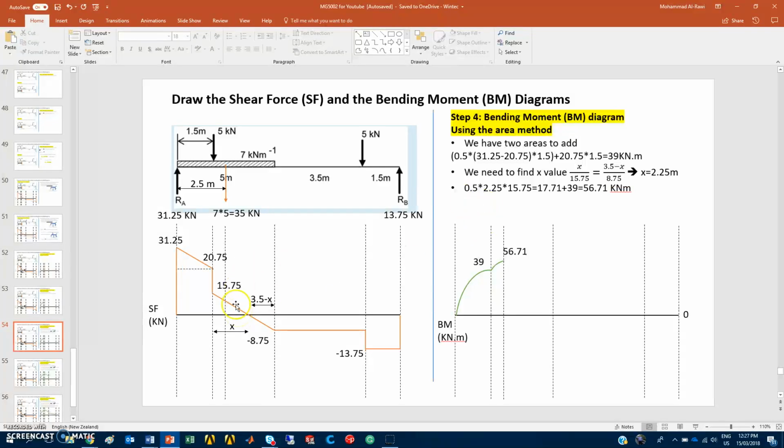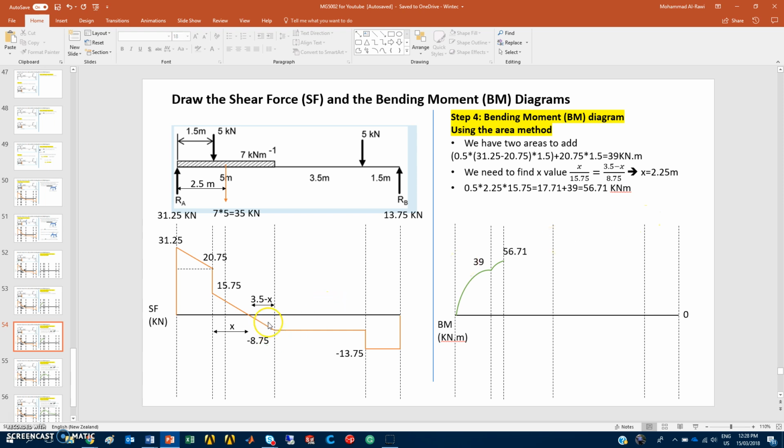After we determine the x value, we need to find the area for this part. How do we do that? Half of the base times the height. So half the base is 2.25 times 15.75, which equals 17.71. That's the area, and we'll add it. Because I stopped at 39, adding 17.71, I'll get 56.71. Now I continue with the next step.